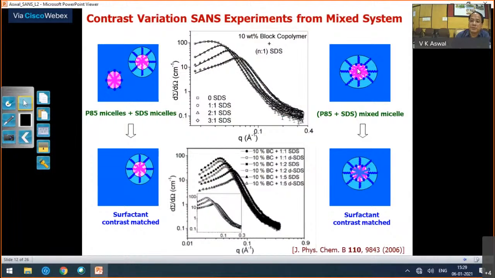But if you didn't have this technique available, then you would have claimed either this or this. So this is the beauty of contrast variation in small angle neutron scattering.